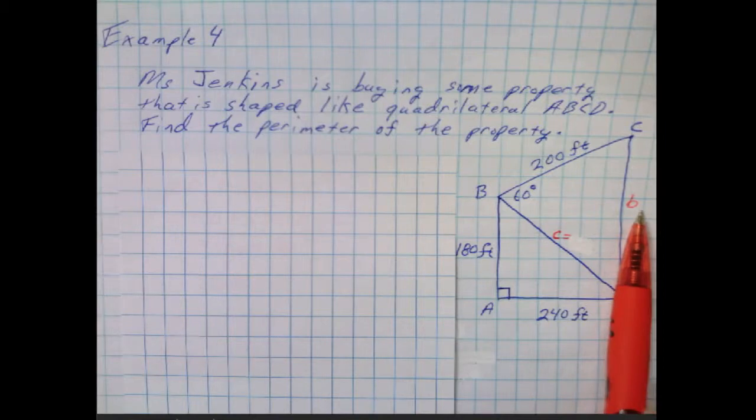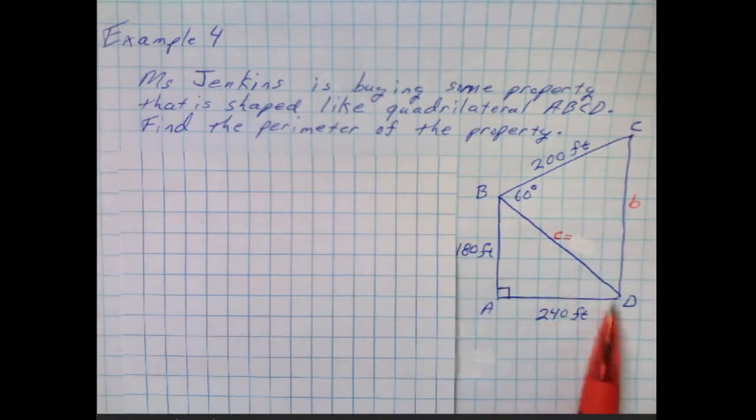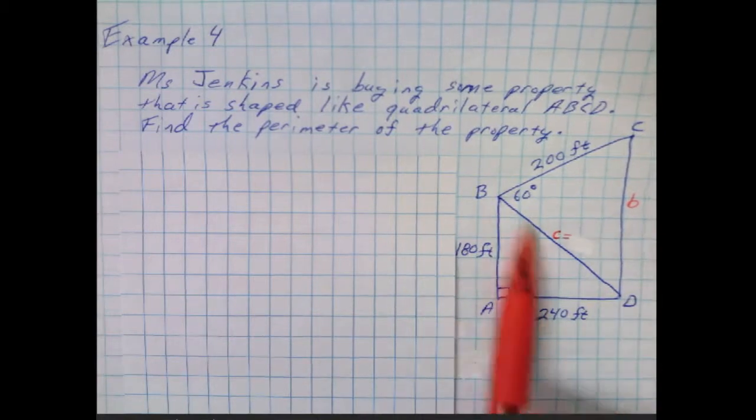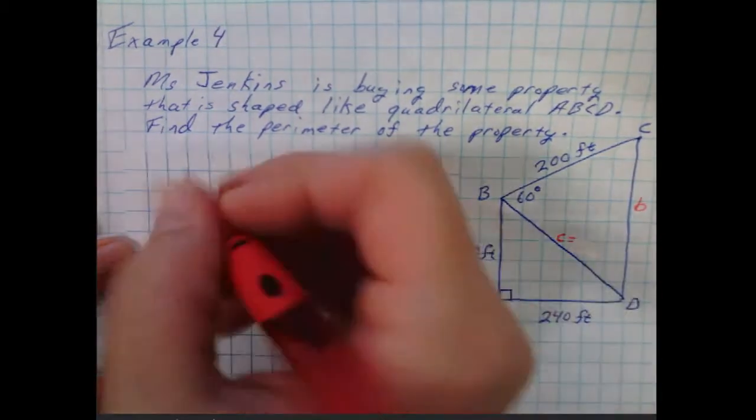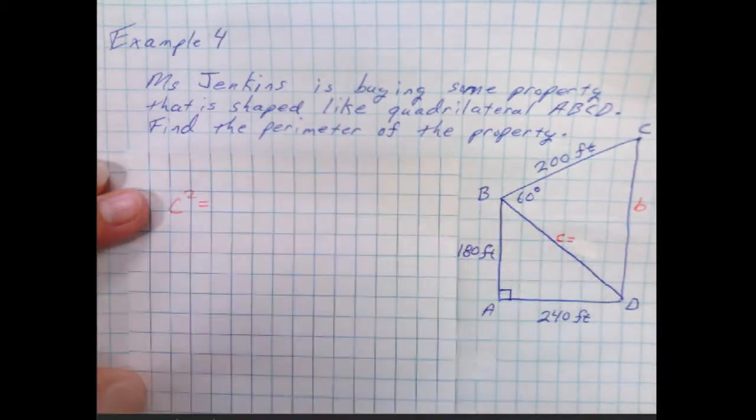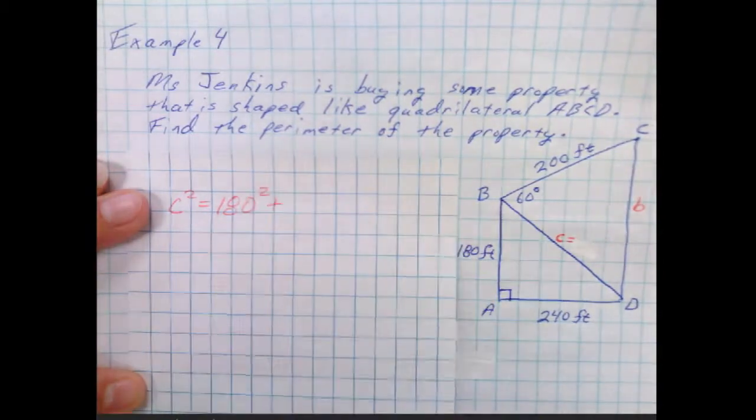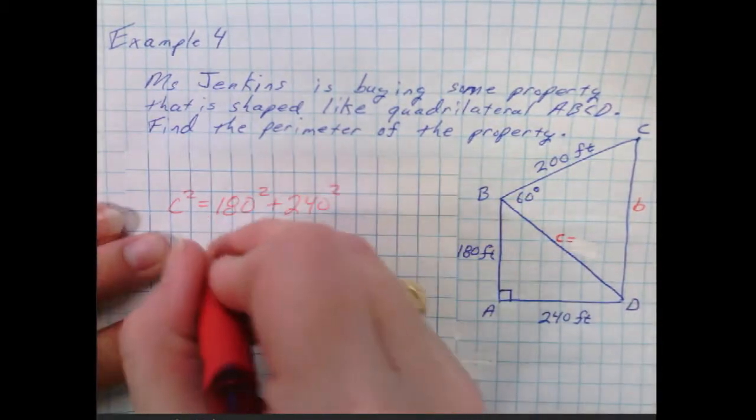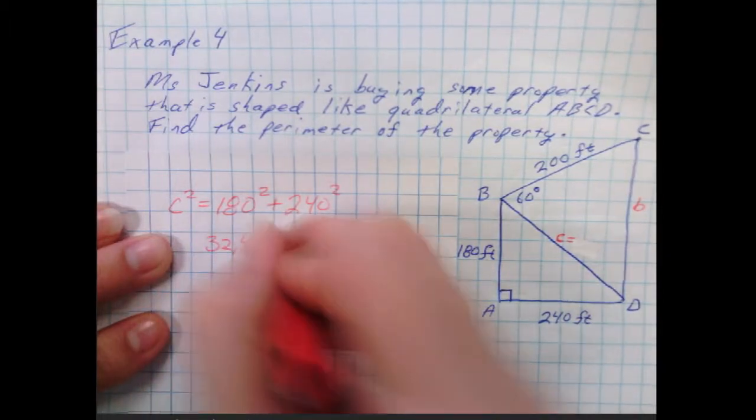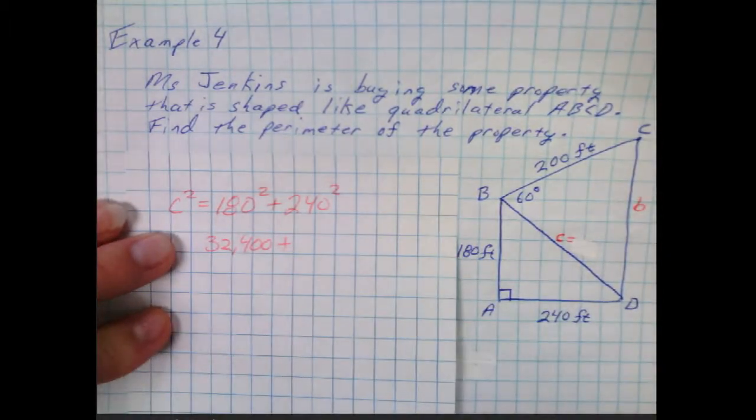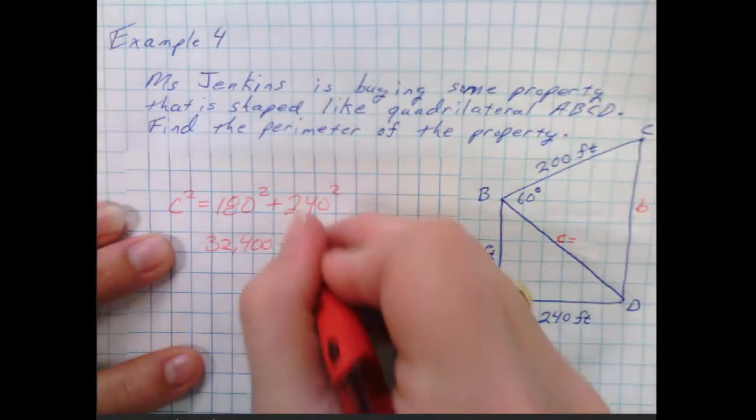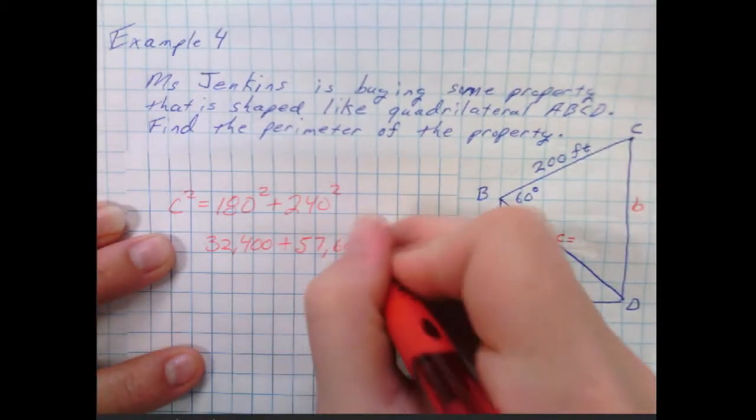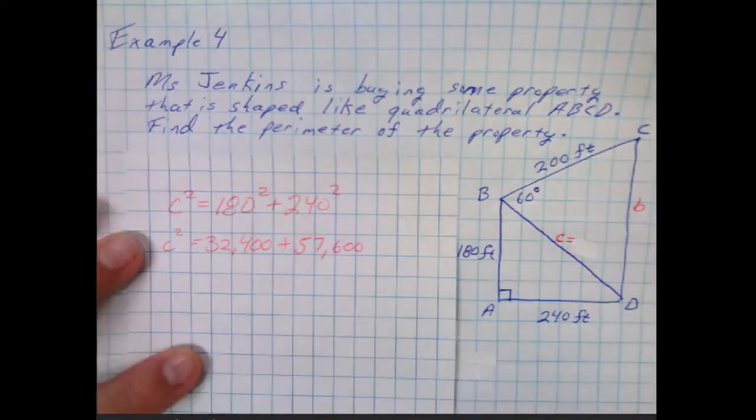So in order to do that, I'm actually going to find C first, from B to D. Because I have a right triangle here, I can use my Pythagorean theorem. So C squared equals 180 squared plus 240 squared. The 180 squared, if you punch it into your calculator, you should get 32,400, plus the 240 squared is 57,600, and that's still equal to our C squared.